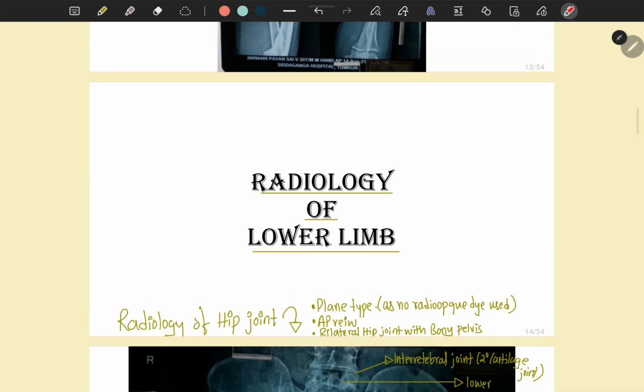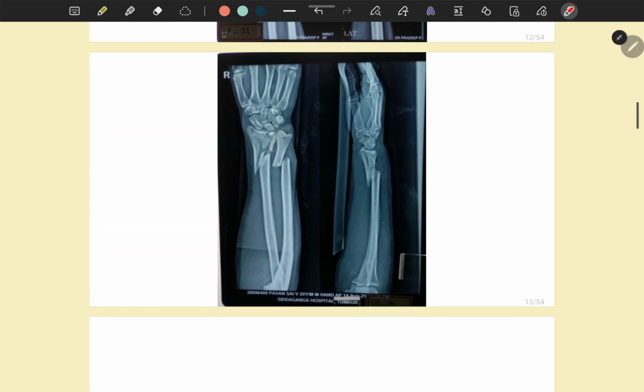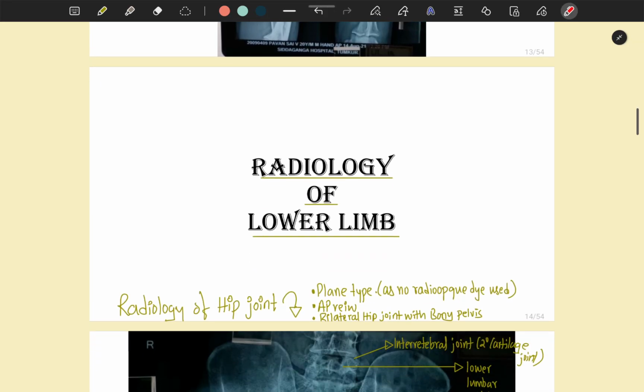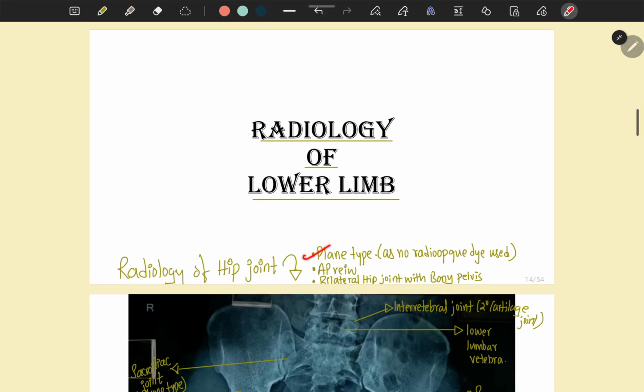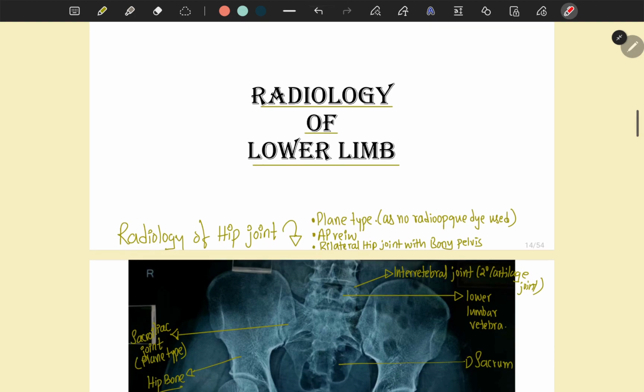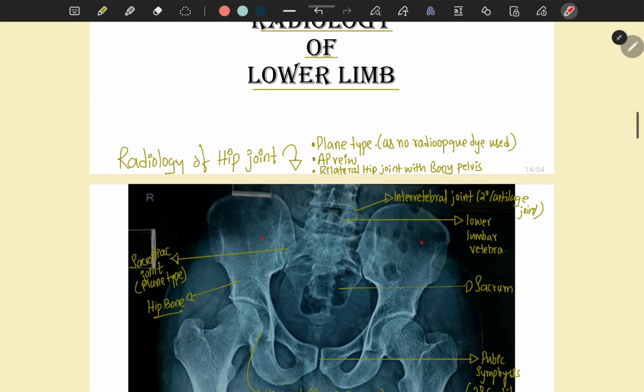Listen very carefully. As we discussed in the previous class, the radiology of the upper limb. Here it is the same type, that is plain type, as there is no radio-opaque dye used here. If radio-opaque dye is used, it may be a contrast type. So here there is no radio-opaque dye used. It is plain type and AP view, that is anterior-posterior view, and the region here you must say is bilateral hip joint with bony pelvis, because bilateral hip joint.